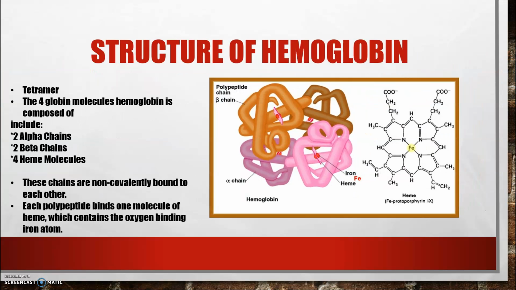The structure of hemoglobin. Hemoglobin is a tetramer. The 4 globulin molecules hemoglobin is composed of are 2 alpha chains and 2 beta chains, which are the 4 heme molecules. And if you look at the photo to the right, I showed where the alpha and beta chains are, and the iron and the heme. These chains are non-covalently bound to each other. Each polypeptide binds one molecule of heme, which contains the oxygen-binding iron atom.